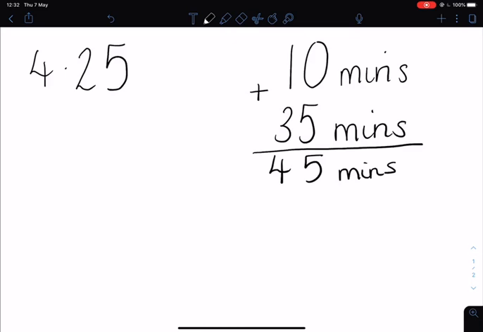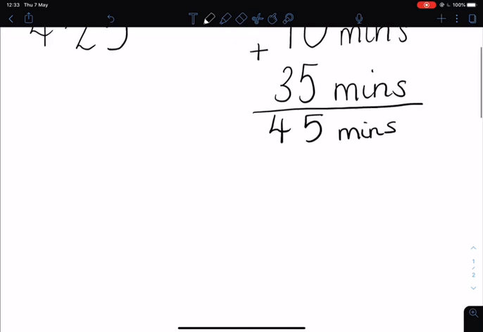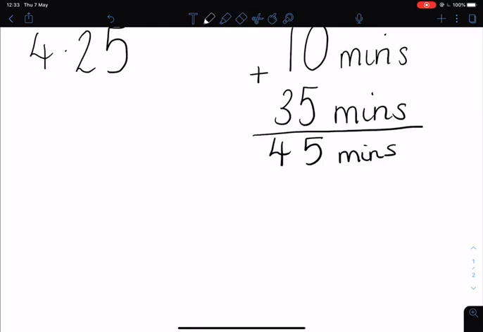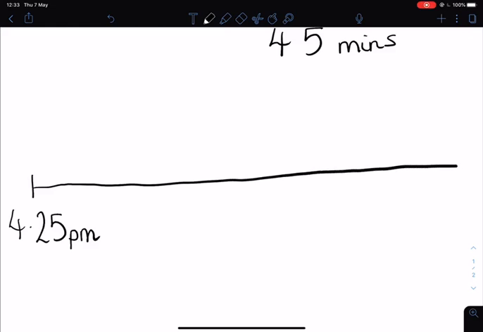Now, I would suggest using an empty number line to do this. I find that can be the most helpful way to solve these kinds of problems. So I'm going to draw my empty number line underneath. So we know that the chicken went in at 4:25. So at the start of my number line, I'm going to have 4:25. We're going to assume it's PM because I don't think she's going to be cooking chicken at 4:25 in the morning. Okay, so yours will obviously be used with a ruler and much neater than mine.